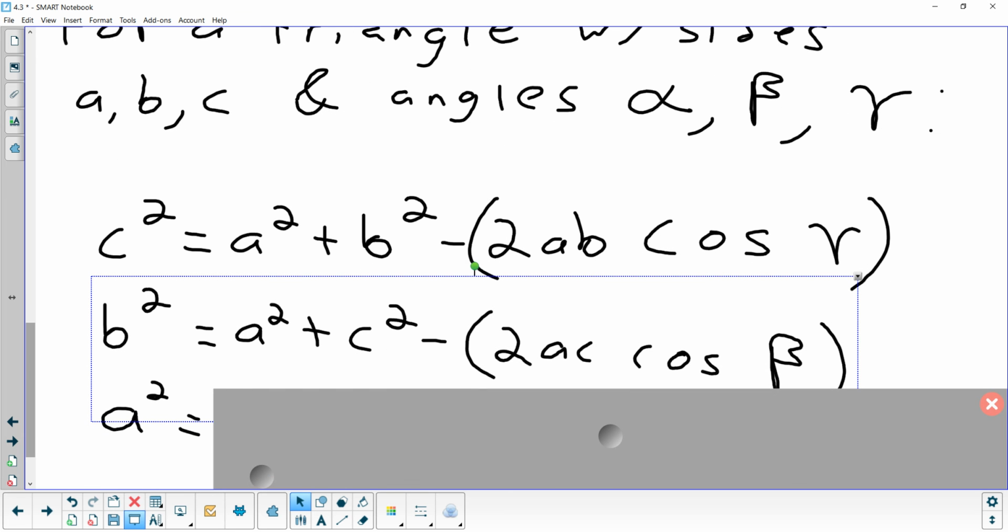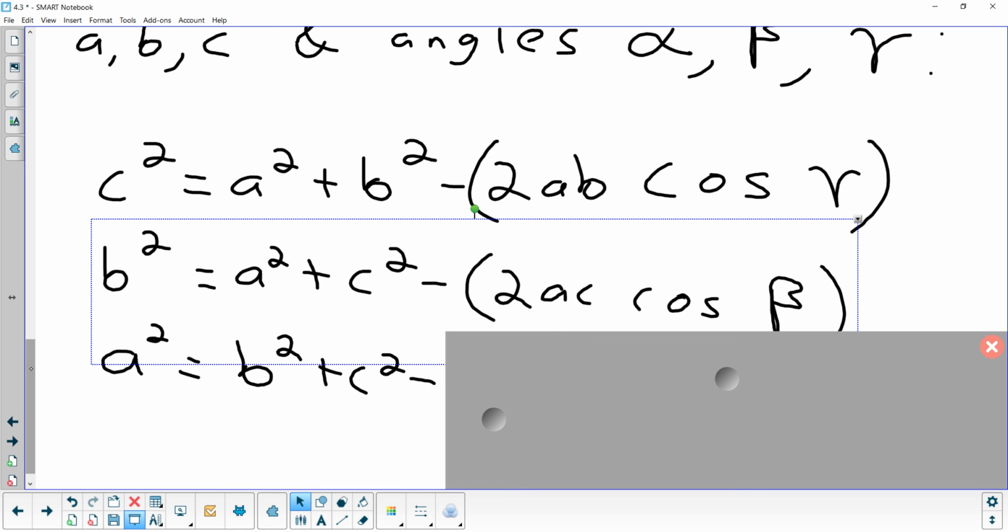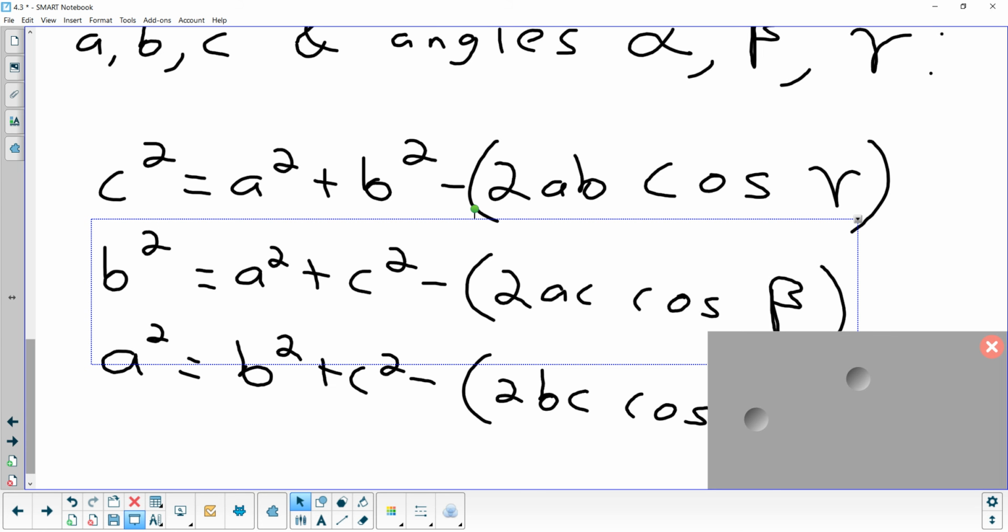And let's do this last one. A squared would equal, Ava, what do you think would come next? B squared plus C squared. Yep, B squared plus C squared. Can you keep going with it? And then 2BC times the cosine of, what's the one that goes with A? Alpha.